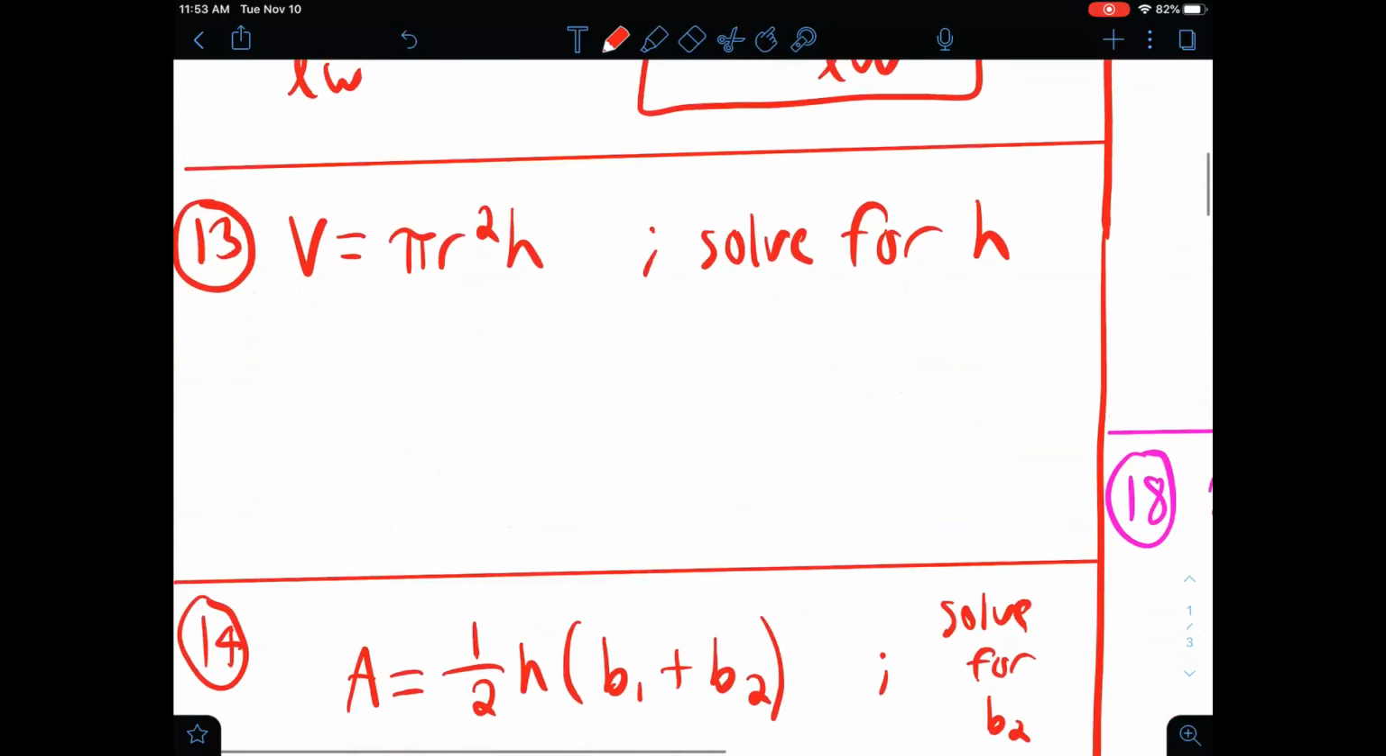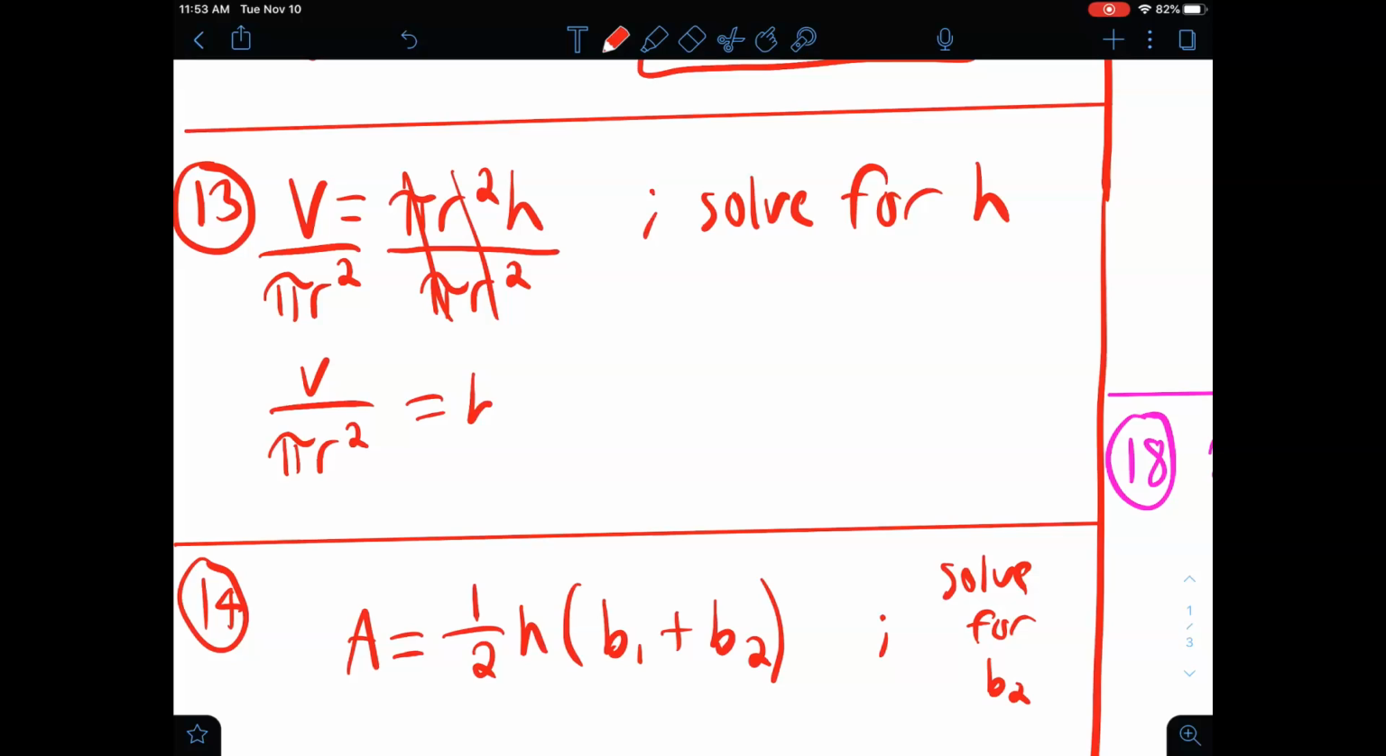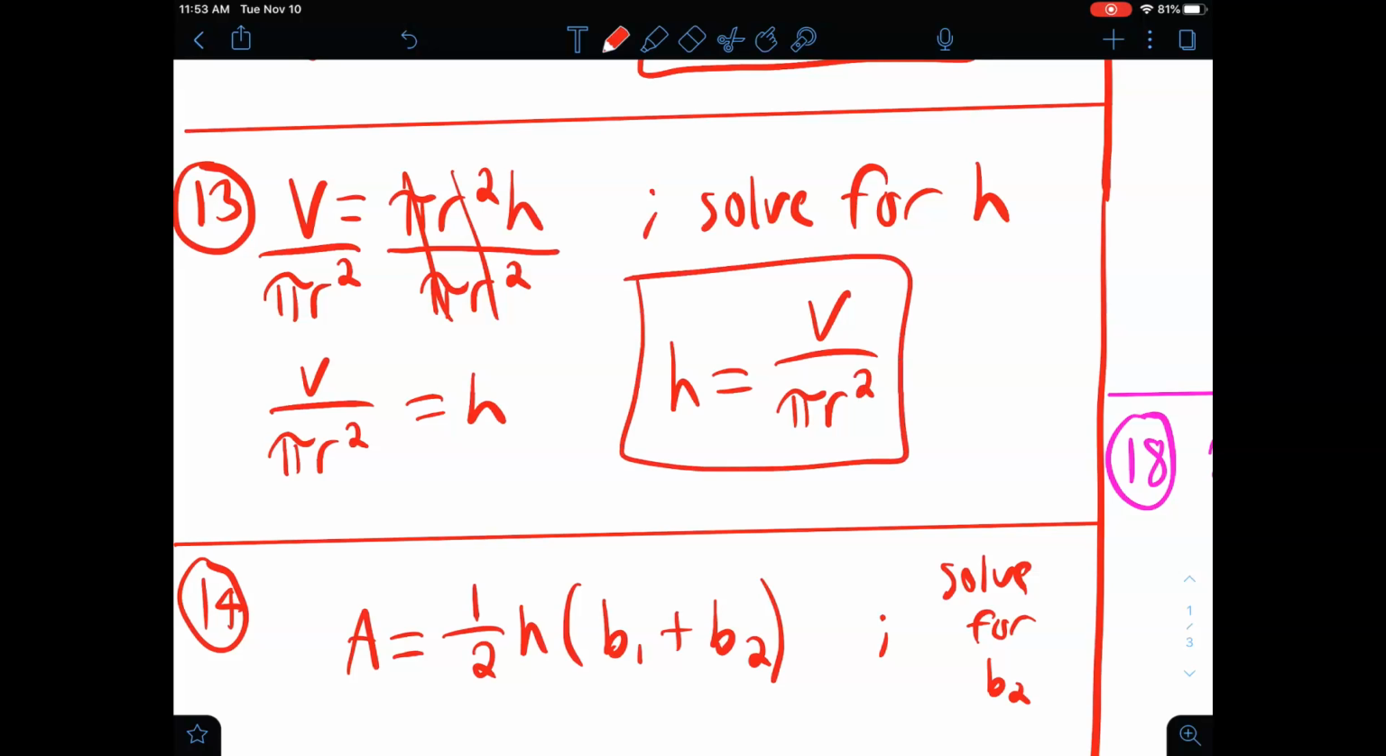All right, number 13. V equals pi r squared H. So we're solving for H. All right, what's happening to the H again? Well, it's being multiplied by pi and r squared, so we can divide both sides by pi r squared. Those are going to cancel. We're going to get V over pi r squared equals H. So our final answer is H equals V over pi r squared. We can't combine any of those. Those are not like terms, so that's our final answer.